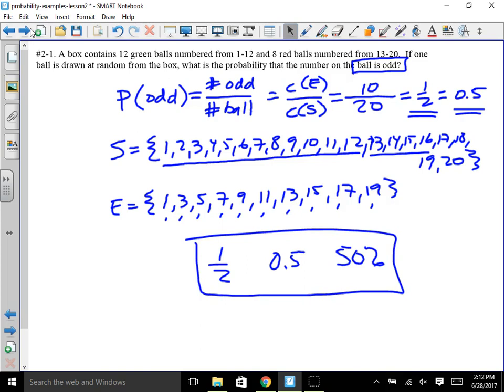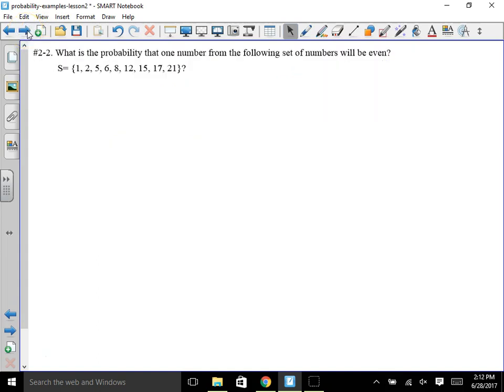Same thing, read it and then pause it, try it, and then see if your solution matches mine. For number 2, it says, what's the probability that one number from the following set of numbers will be even? Same idea, we have an equally likely chance of drawing any of these numbers, and they've already listed out the sample space for us, so all we really need to do is come up with the event space. We're talking about a number being even, so we want to list all the numbers in this sample space that are even. So that'd be the 2, the 6, the 8, the 12, and that's it.